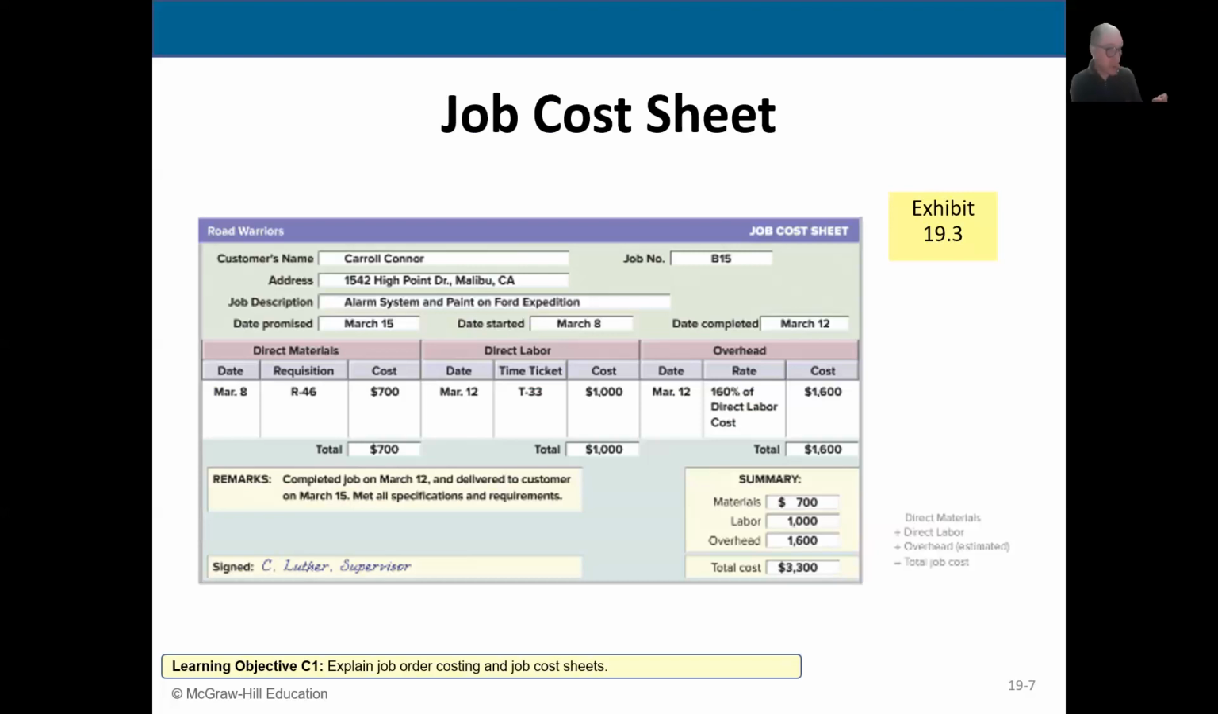What this is, it's an estimate that management applies to factor the cost of overhead. In this example, the single plant wide rate method is 160% of direct labor. So how do we find that? We take the direct labor for the job, in this case $1,000. We multiply that by 160%.